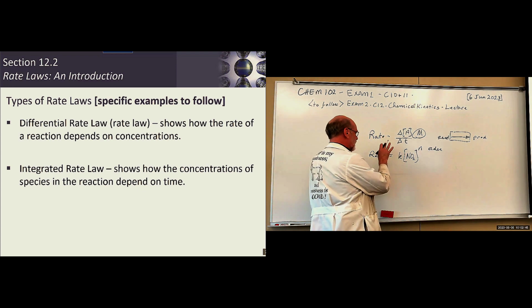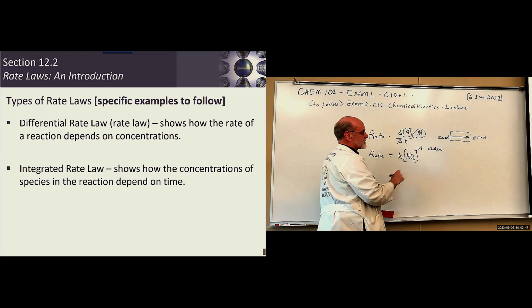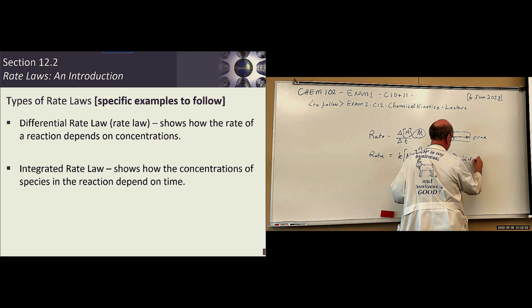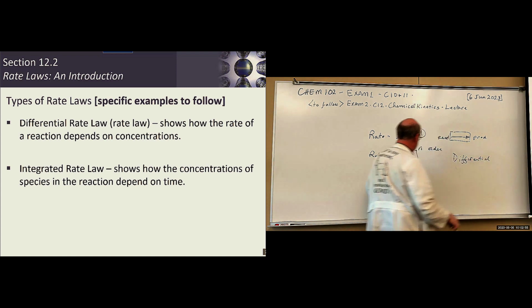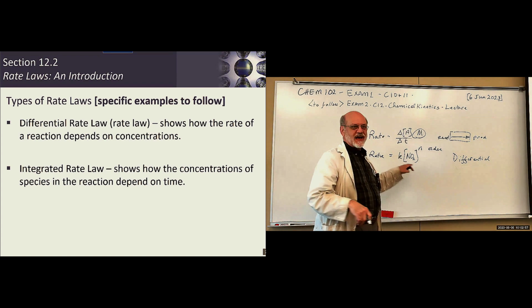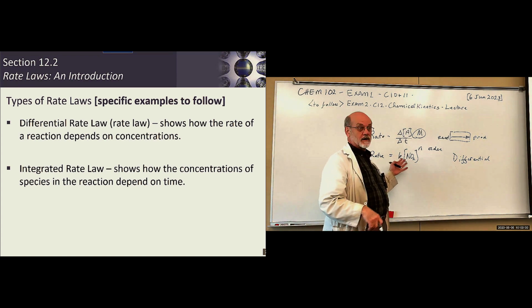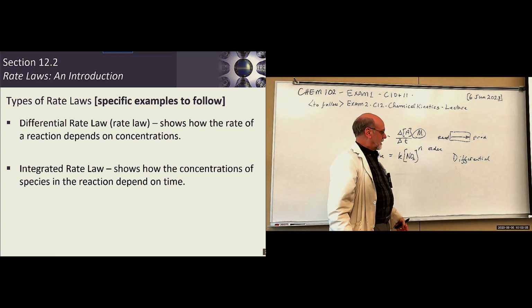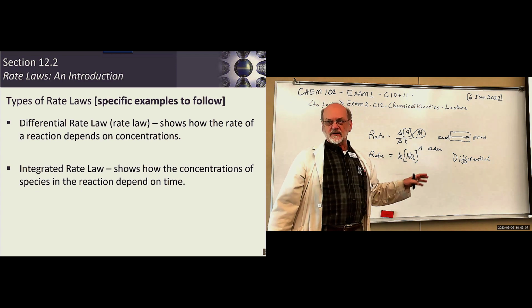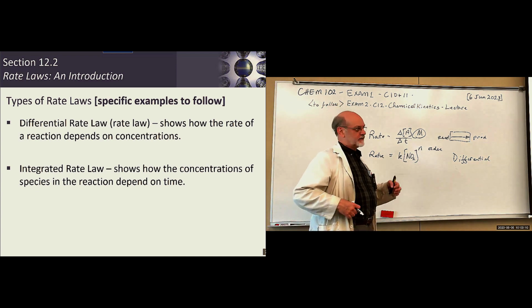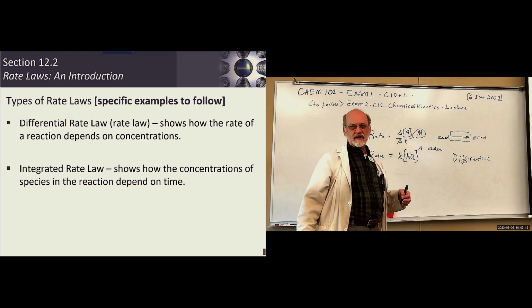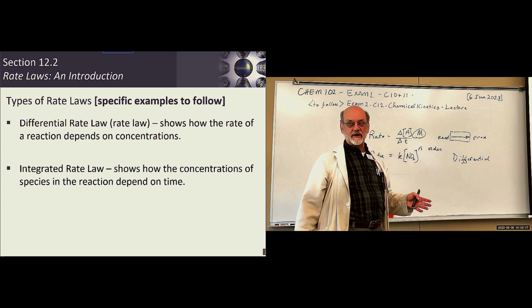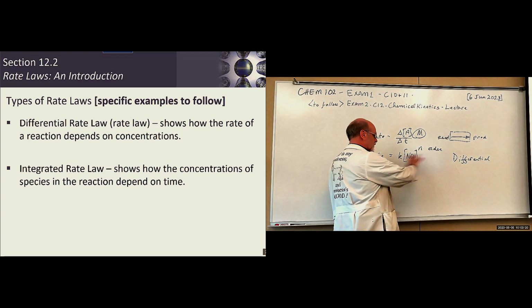Okay, we can express these rate laws like this. And this is called the differential rate law. Notice there's no time variable in here at all. Just the concentration and the order and the constant. And these terms come from calculus. So if you were going for a chemistry degree at a four-year college or university, you probably already have calculus under your belt anyway. But this is the differential rate law.